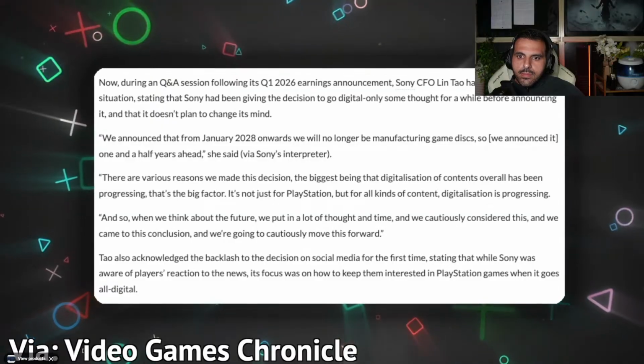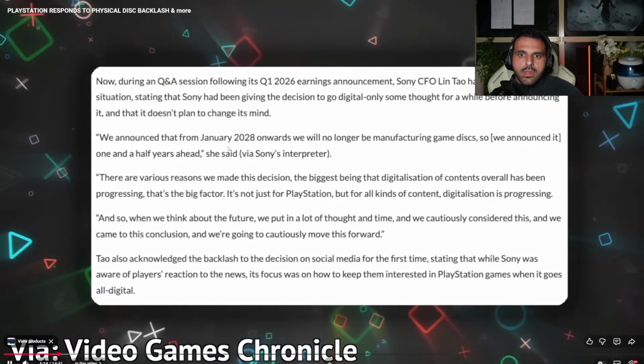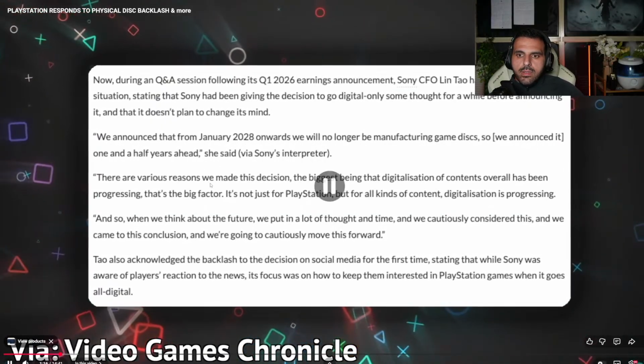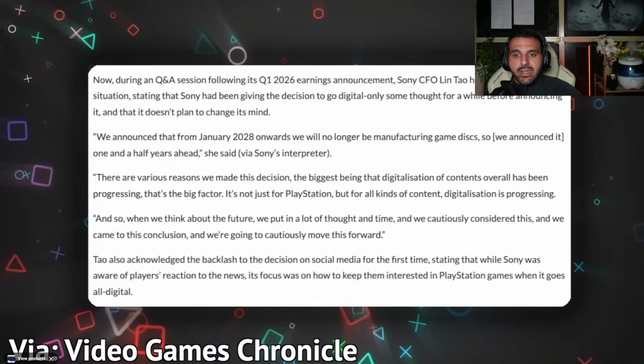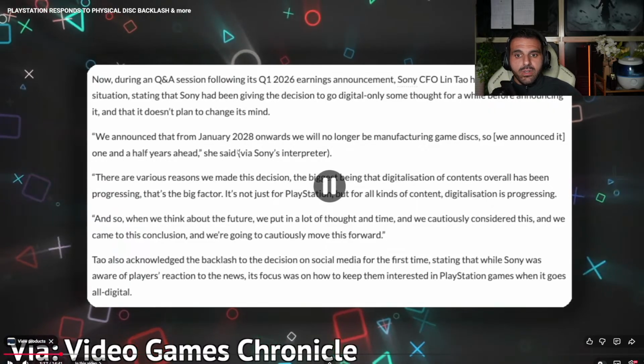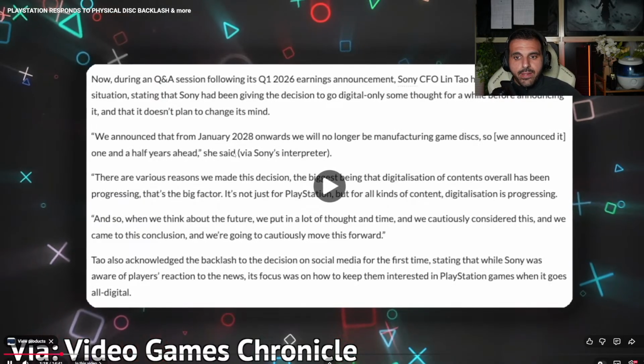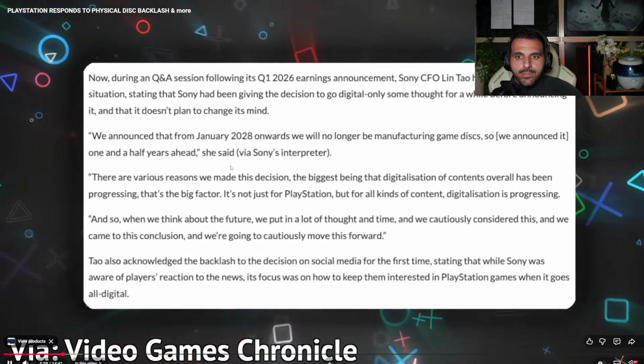There are various reasons we made this decision, the biggest being that the digitalization of content overall has been progressing. That's the big factor. It's not just for PlayStation, but for all kinds of content. I'm very out of touch with what's happening with PlayStation, I can't even remember when PS5 was released. This is the thing I need to know first. But either way, I think this plan of cutting discs in 2028 is maybe for the release of PlayStation 6 also.